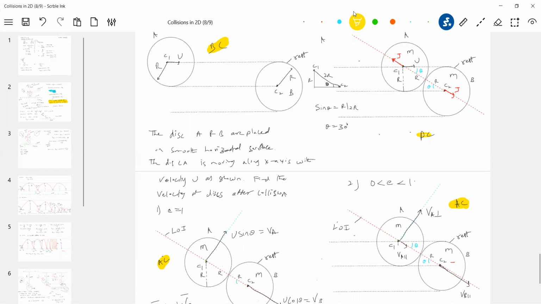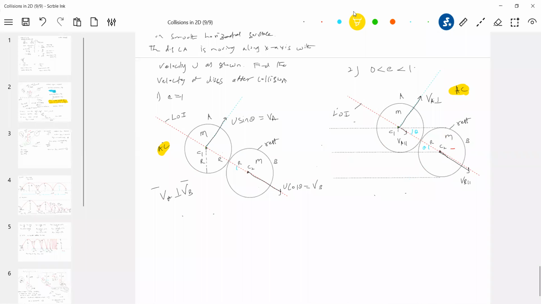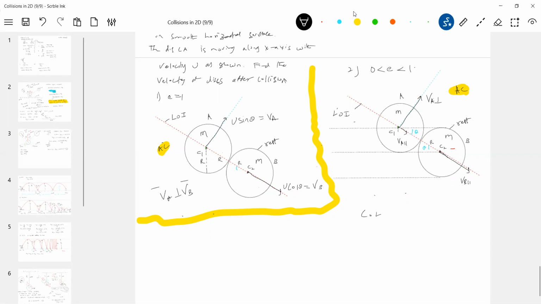In what direction is momentum conserved? Any direction. But which direction should I conserve? Along the line of impact. That will be much easier, no? So I'll go one by one. For the second case, we are discussing conservation of linear momentum along the line of impact.